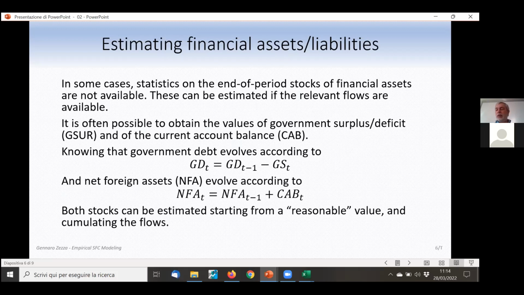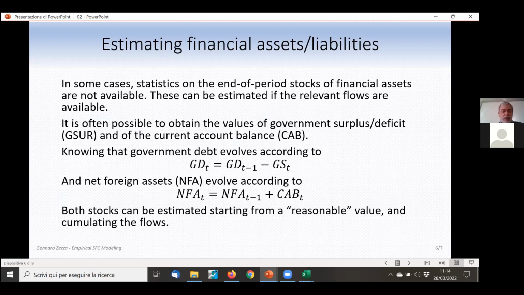And the same can be done for the other stocks we need, and we will need a stock of net assets for the government or net debt for the government. So if GS is the government surplus that is usually published in any country, and you have a starting value for the government debt, you can evaluate the dynamics of government debt at historical costs by accumulating the deficit or subtracting the surplus, as in this identity. Here you will be missing the fluctuations due to the market price of the government bonds, obviously.